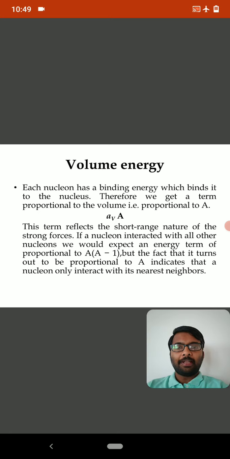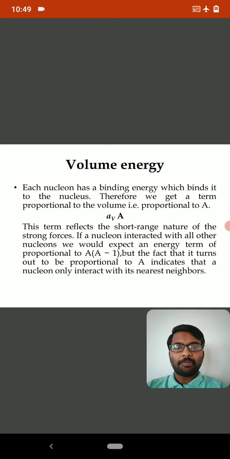So each nucleon has a binding energy which binds it to the nucleus. Therefore, we get a term proportional to the volume, that is proportional to A, since the volume of the nucleus is directly proportional to its mass number. Therefore, the first term, volume energy term EV, is proportional to A. In order to remove that proportionality sign, a constant has been introduced here, that is AV. So AV is nothing but the volume energy constant. So the volume energy term is AV into A. So this is the first term.